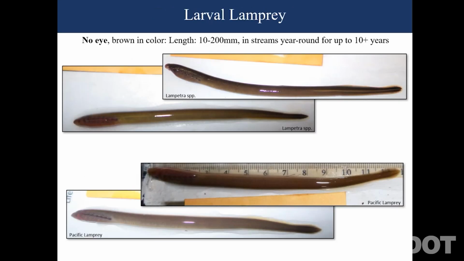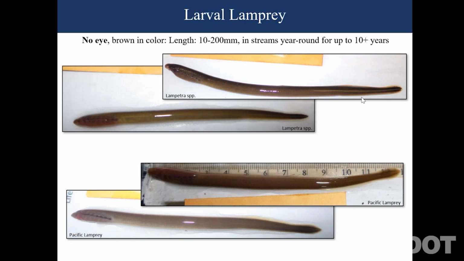So for larval lamprey, these are some pictures. We've got our Lampetra species on the top, and then our Pacific lampreys on the bottom. And a lot of times people will send photos of larval lamprey and they will focus on their mouth, their oral hood, or their gills. It'll be a picture of their head. That is actually totally useless. I cannot tell what species it is based on that part of the larval lamprey.